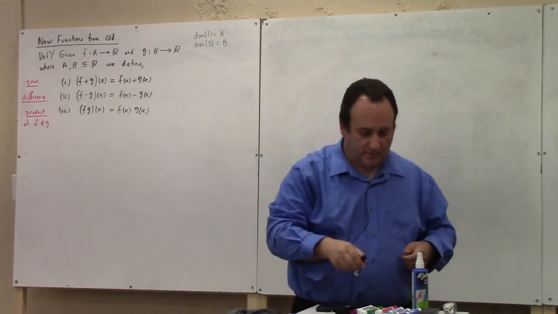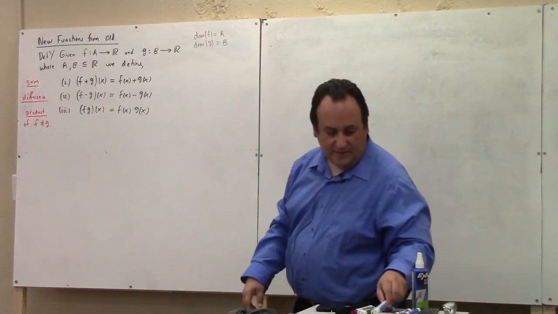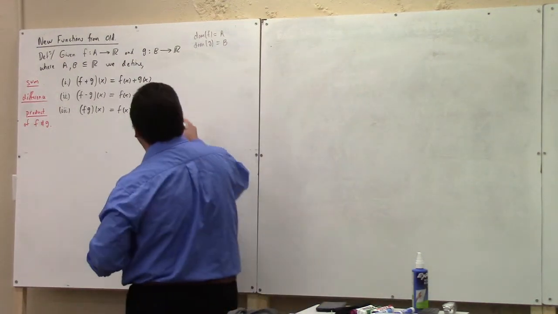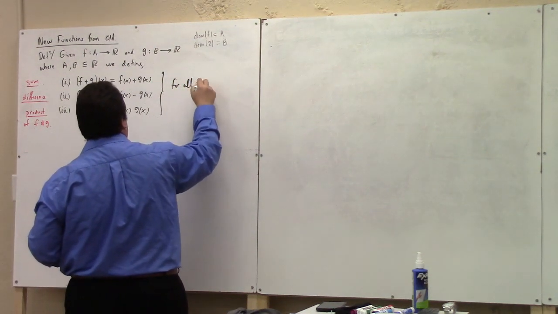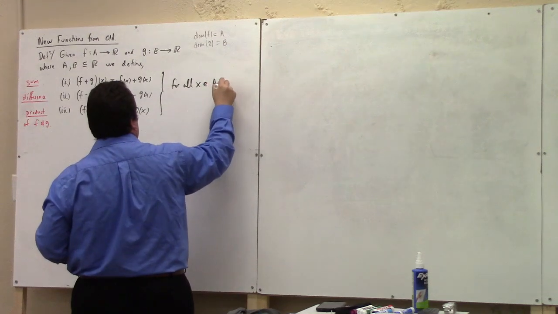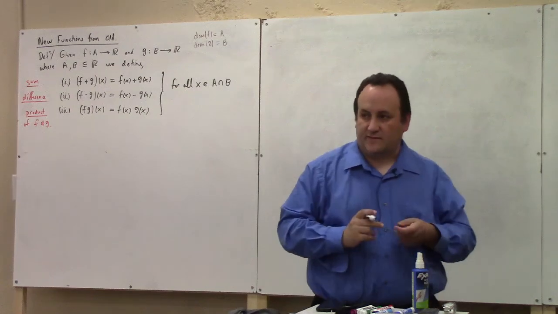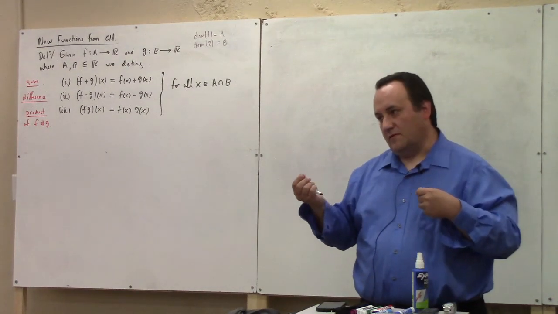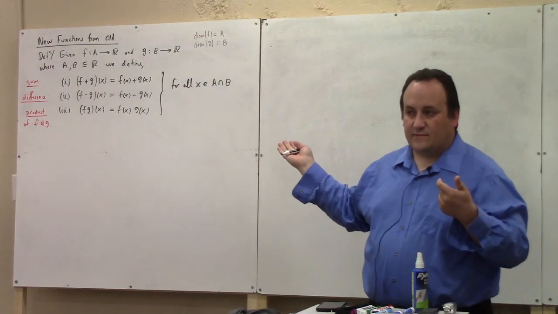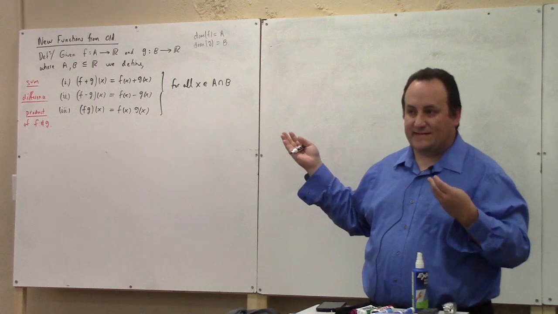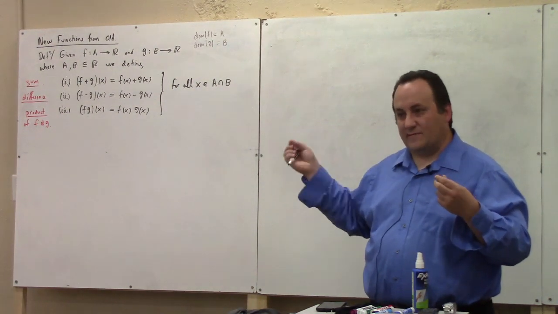Can you tell me what's the fine print here? What's the terms and conditions? That's for all x what? For all x in A intersect B. So the domain of the sum, the difference, the product function, is the intersection of the domains of the functions which are being combined, right? Because in order for those formulas to make sense, we need both f of x and g of x to make sense, which is to say that we need the point to be in both of the domains of the respective functions.